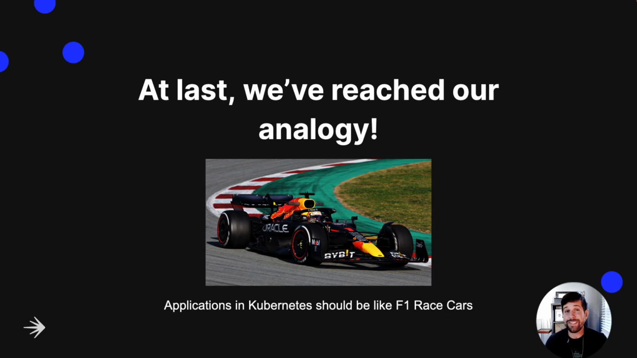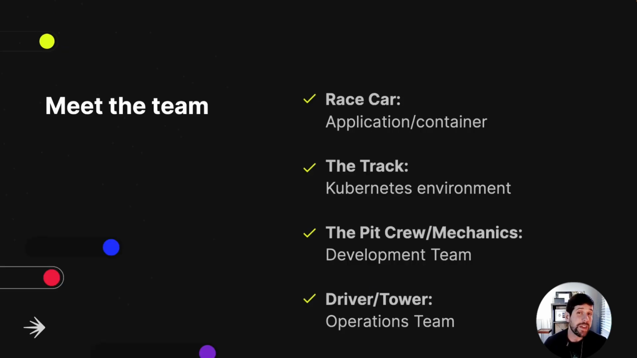So this is where we set up our analogy, right? The way we want applications in Kubernetes to operate is like an F1 race car. If you think about the team that handles things in an F1 race car environment, we have our car. The car in this case would be our application or our container. The track would represent our Kubernetes environment. So it's a fixed infrastructure that we have to follow the rules of the road on. If you're in a NASCAR race, you always got to turn left.